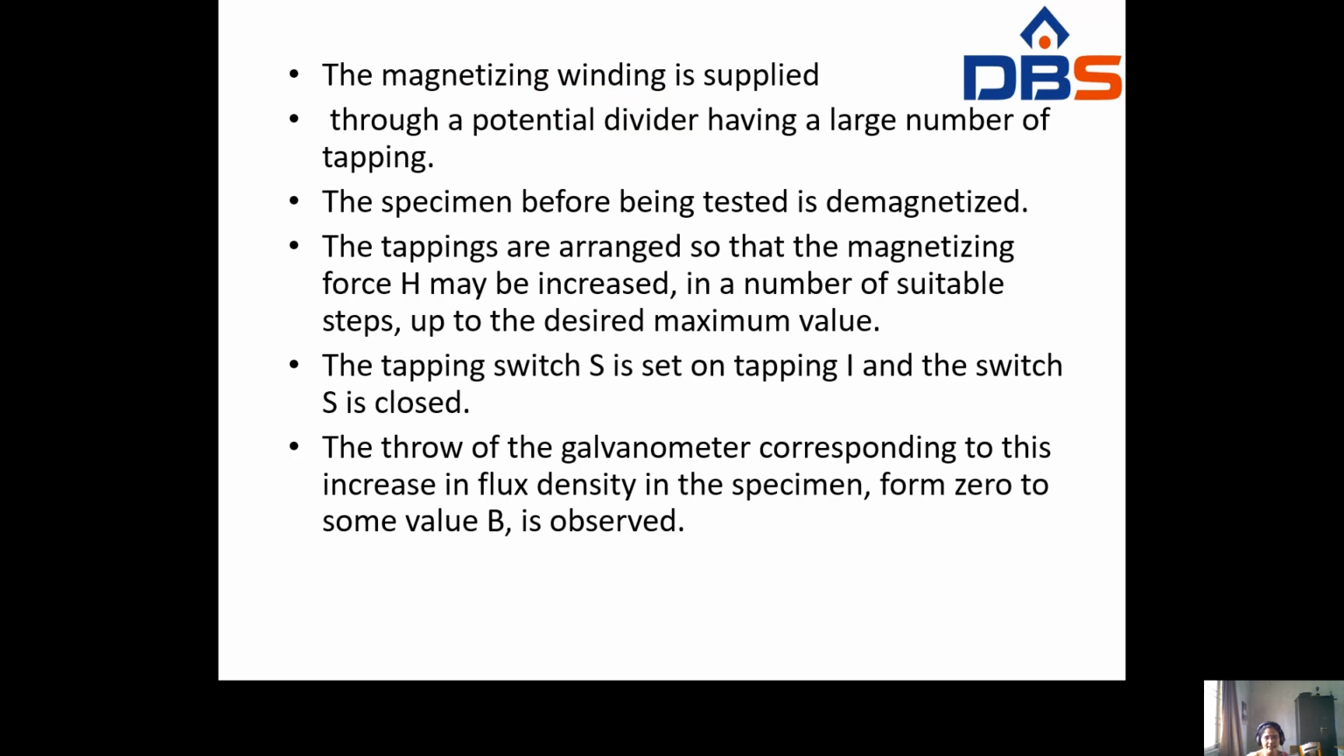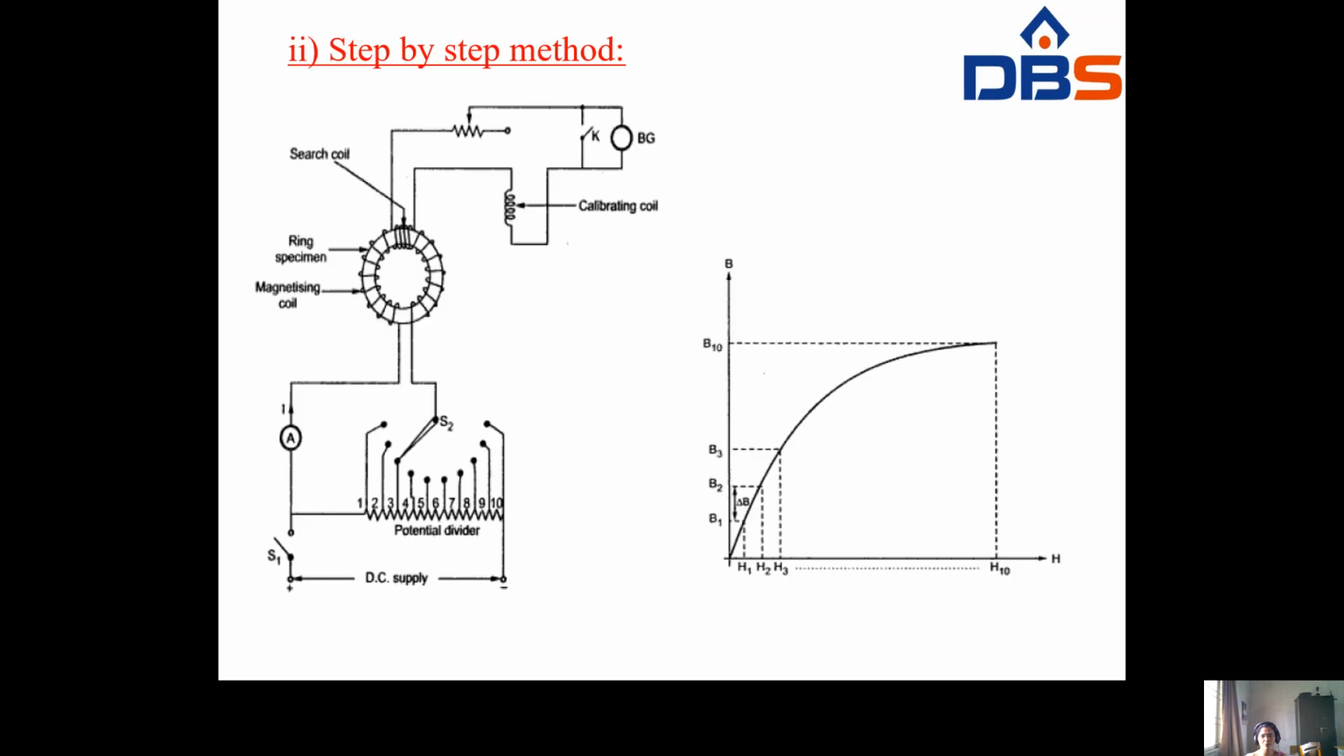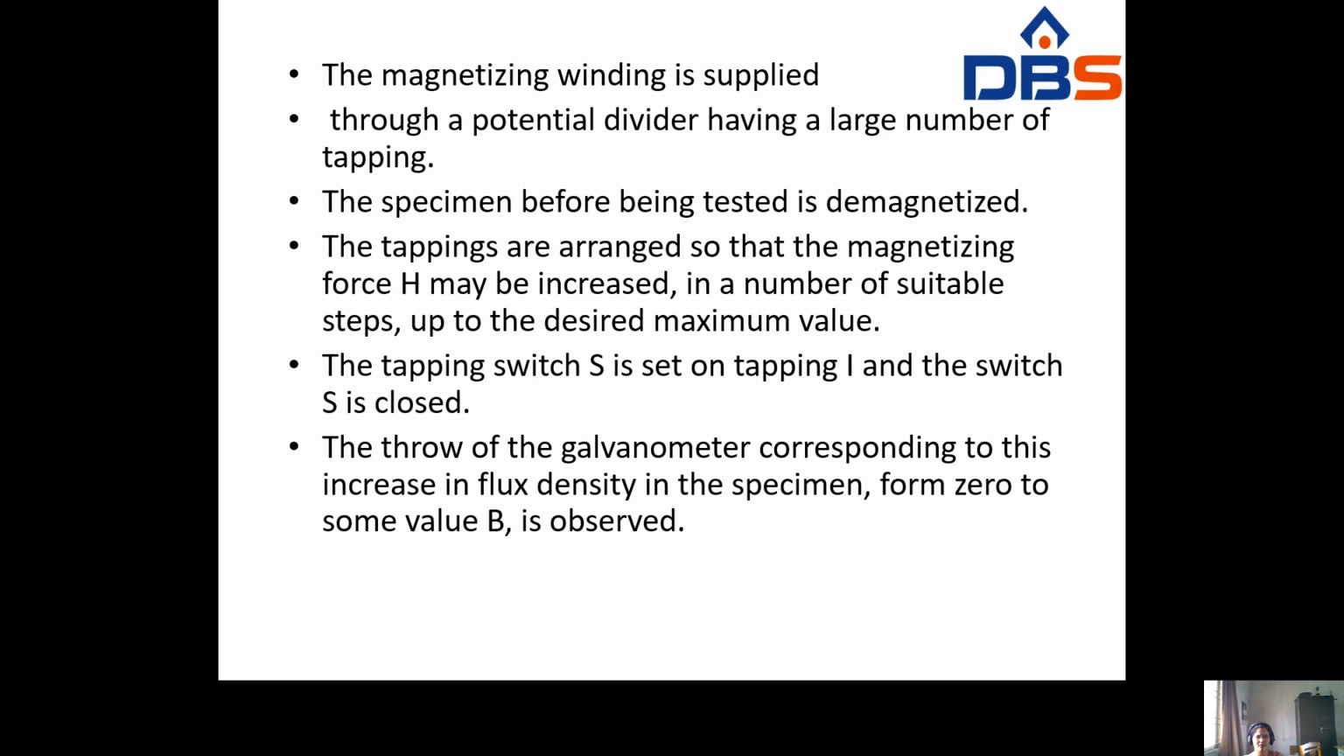Coming to the step by step method, you have a number of tappings. According to the switch, whenever the switch is at position 1, you get some flux. Whenever it goes to switch 2, the flux value varies, and according to the flux, the magnetic field strength also varies. So these are the two methods: one is the method of reversals and another is the step by step method. It is used to find out the BH curve.